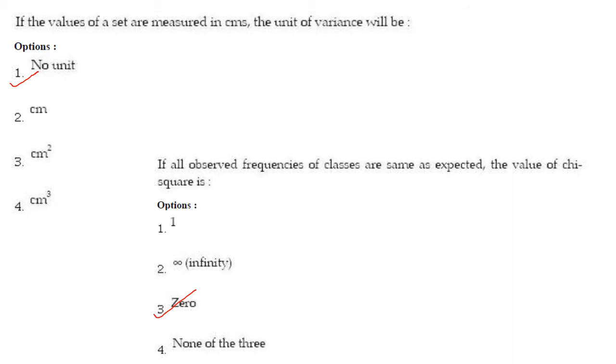Next one. If all observed frequencies of a class are same as expected, the value of chi-square is option 1, 1, 2, infinity, 3, 0, 4, none of these. Answer is option 3, 0.